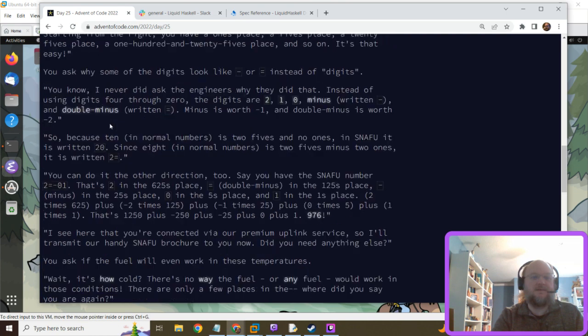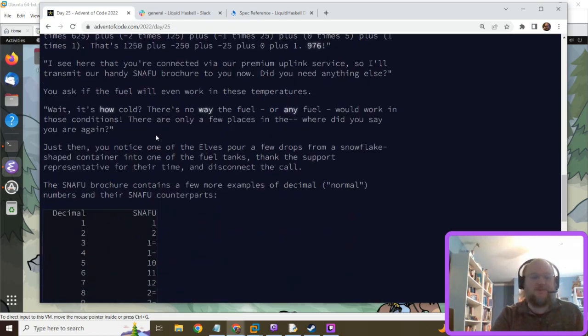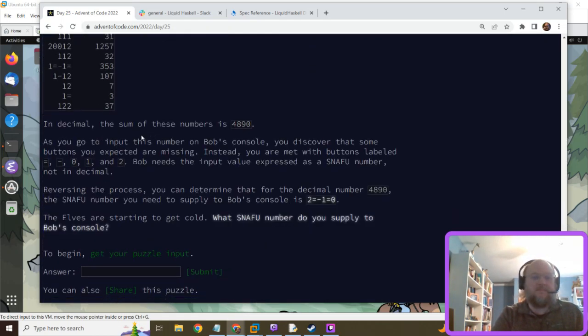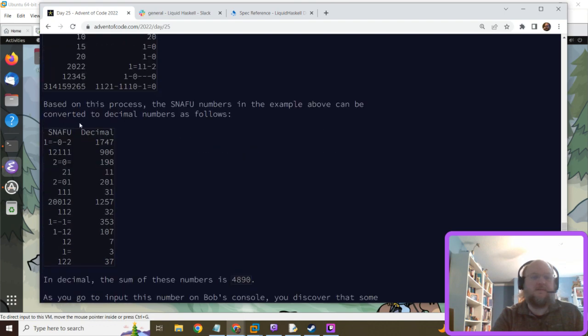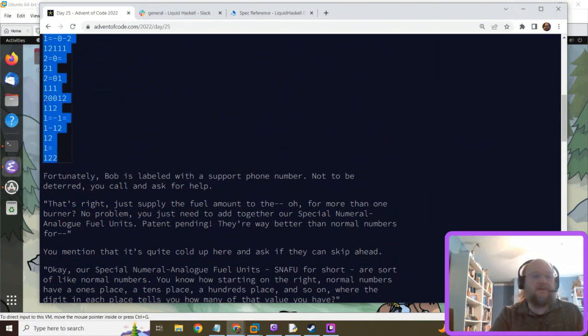We got, hmm, it's sort of balanced base 5. We're going to convert from that to decimal. All right. Let's grab our example.